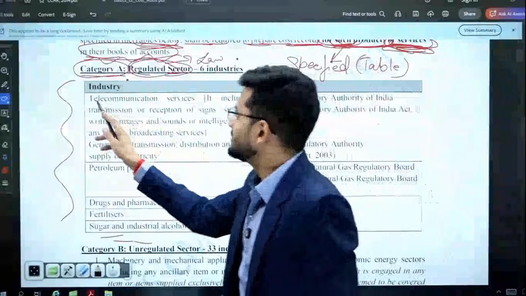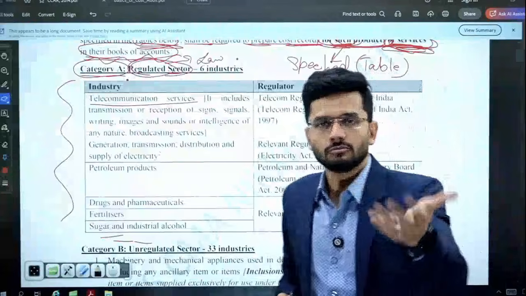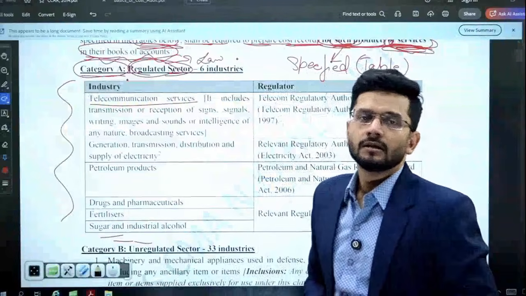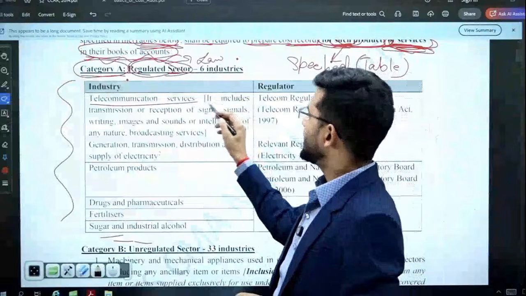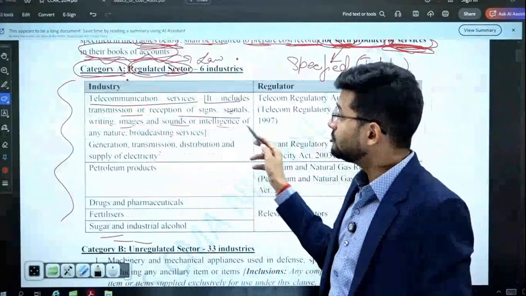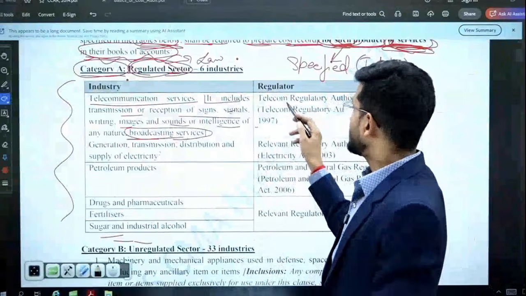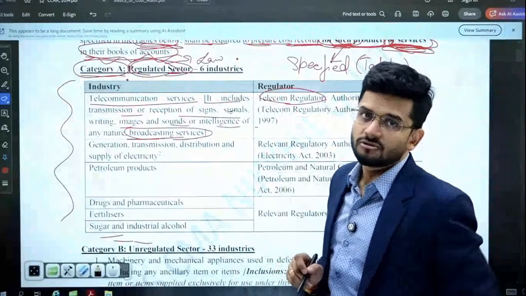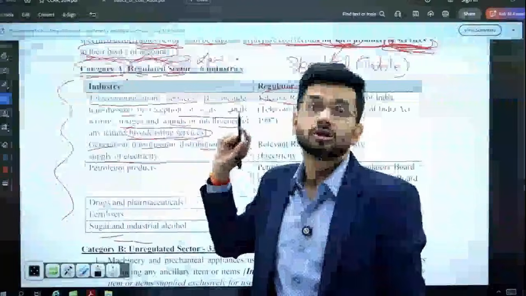What are these 6 companies? Telecommunication services. You use telephone, mobile phones, SMS, WhatsApp, all the kind of social media apps. So telecommunication services, it includes transmission, reception of signs, signals, writing, images, sounds, or intelligence of any nature, and any broadcasting services regulated by the TRAI, Telecommunication Regulatory Authority of India. Generation, transmission, distribution, and supply of electricity. This is again covered under the regulated sector, subject to cost audit.